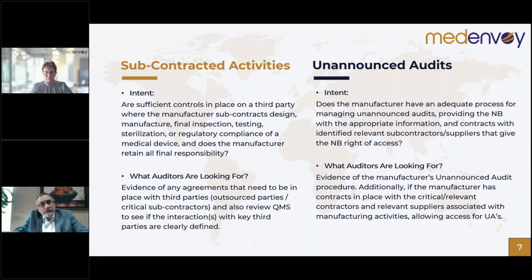And your contractual agreement with your critical suppliers must have indication and coverage, and they must agree that they will allow notified bodies to conduct unannounced audits on them. So these are the two main aspects that auditors are looking for: the coverage of unannounced audit at your critical suppliers, and of course the procedure and how you will manage it.